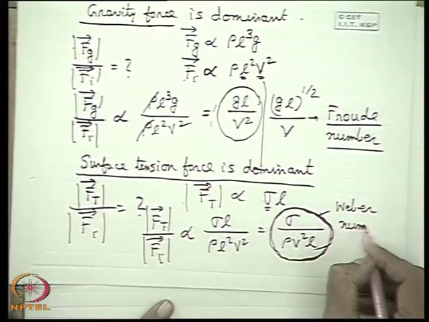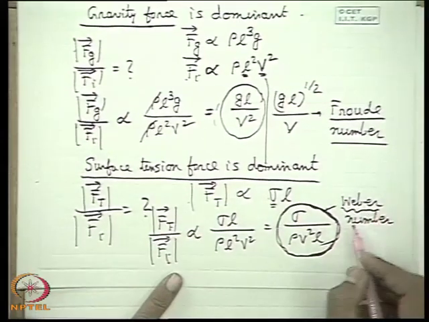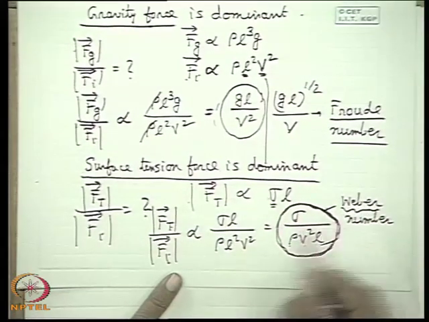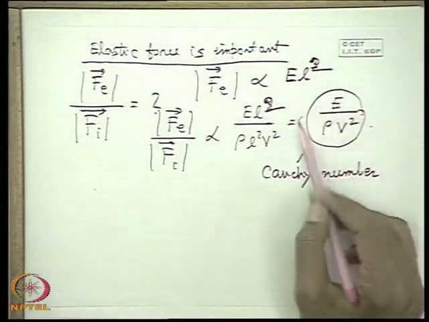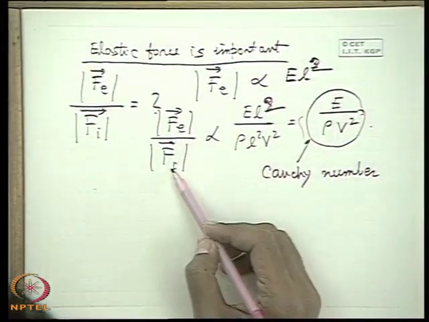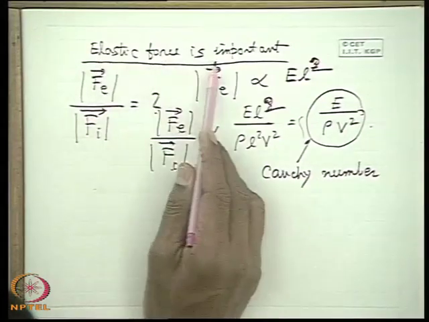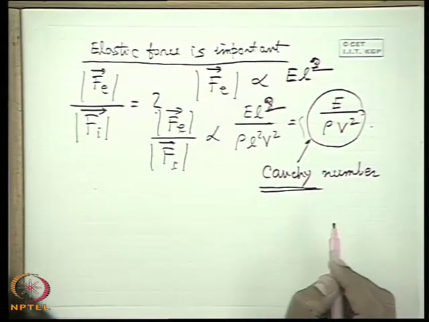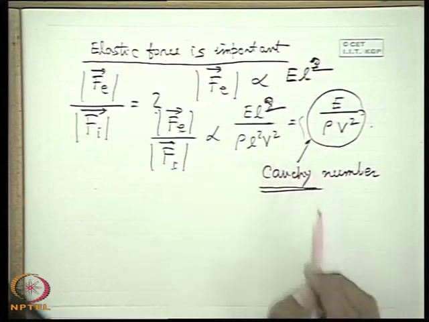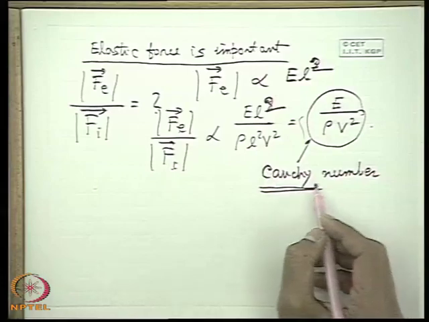This is named after the German scientist Weber, sigma by rho V square L, that is the representative magnitude ratio of surface tension to inertia force, Weber number. Similarly, representative magnitude ratios of elastic to inertia forces, which is the dynamic similarity criteria parameter for the flow situations where elastic force is dominant or important, this is known as Cauchy number. He is a French mathematician, Cauchy. Whatever way you spell, this is a proper noun, Cauchy number.